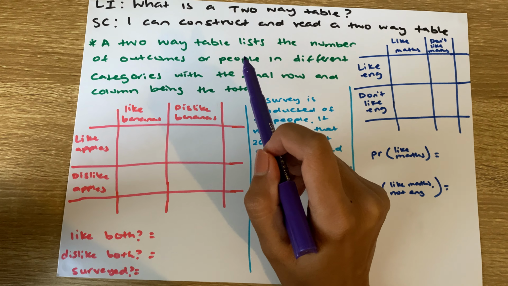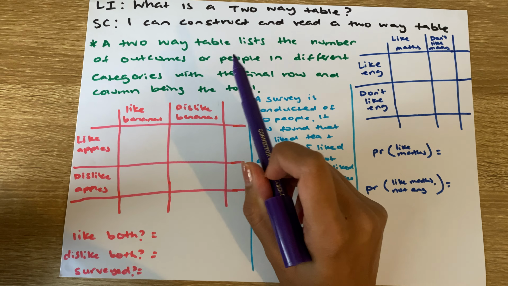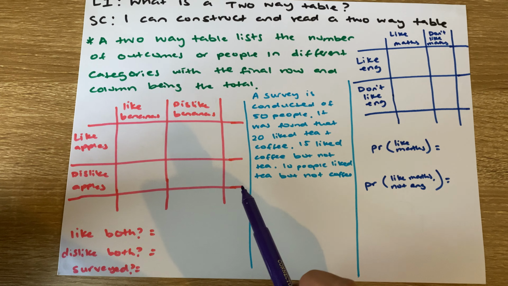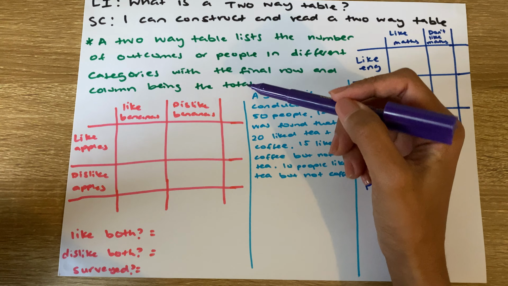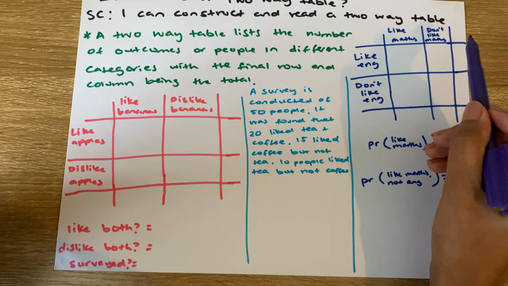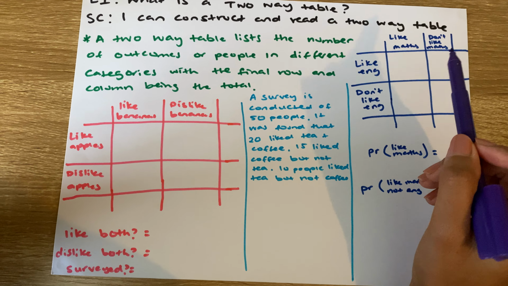So a two-way table is basically a table that looks like this, that is going to list the number of outcomes or people in different categories, where the final rows and columns are our totals. If I go through an example over here with you, I'm going to fill out this table for you.